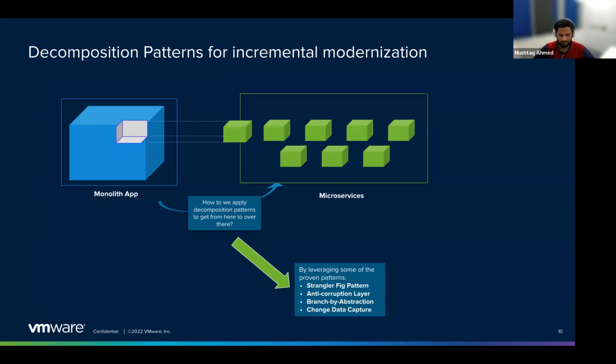large legacy monolith into microservices. There are many patterns, but we have tried and tested the following patterns: the Strangler fig pattern, anti-corruption, branch abstraction, and change data capture. Now we'll go through each one of these and we'll see what the pros and cons of each of these approaches are and how we have gone about using these in actual engagements.